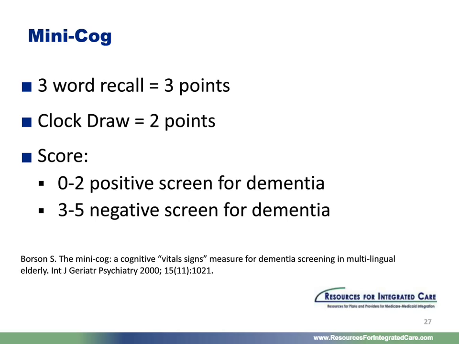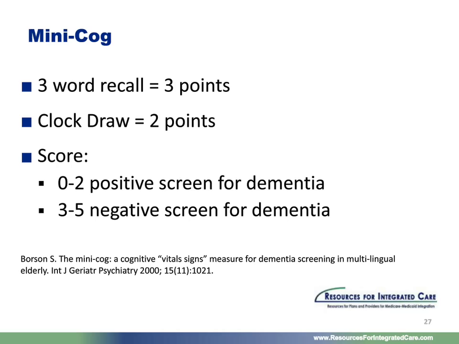After you do that, you have them draw a clock, and I usually just give them a blank piece of paper, and tell them to draw the clock with all the numbers and the time. 10 past 11 is the time commonly used. And that is a nice way to get some information about someone's executive function, as well as visual, spatial, motor skills, and it's a nice screening tool.